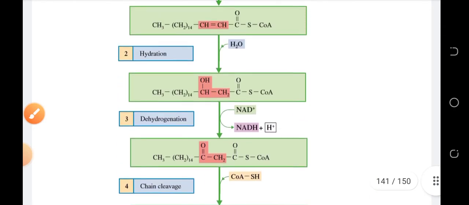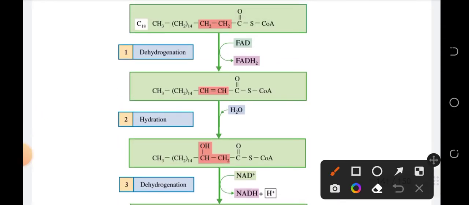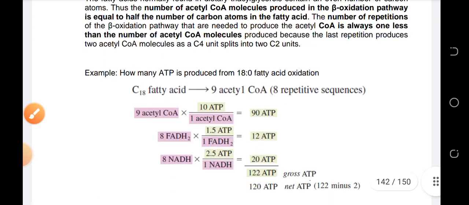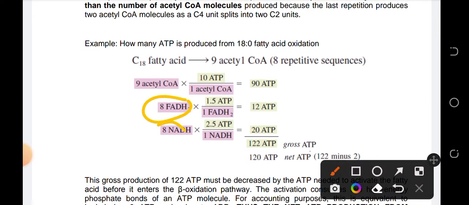Okay, ulitin nga natin. Meron tayong isang FADH2 at isang NADH. So, kapag 8 ang runs natin, 8 din yung FADH2 and 8 din yung NADH. So, ang multiplier natin dito ay 1.5. So, that's 12, kasi nga 8 repetitive sequence, no? And then, for the NADH, ang factor natin ay 2.5. So, we have here 12 plus 20.